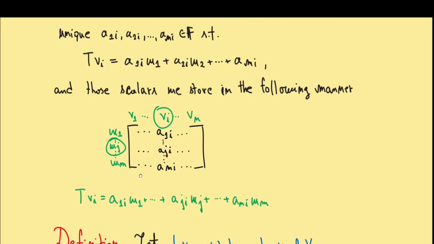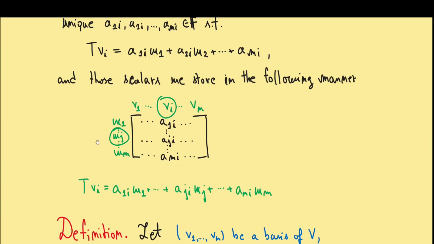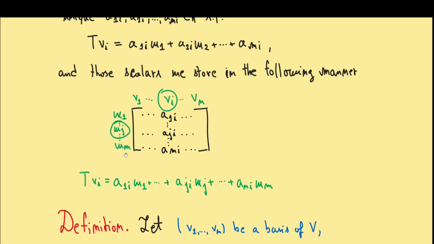And this way we can retrieve T of v_i when we're given a matrix like this, using this aid over here to help you remember. So in the rows, we have the basis vectors of our space where T of v_i lands. So this is how we retrieve T of v_i when given a matrix.